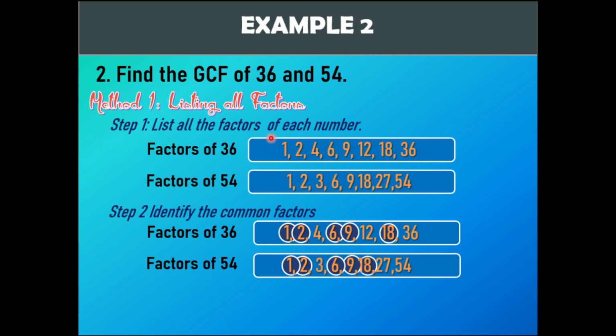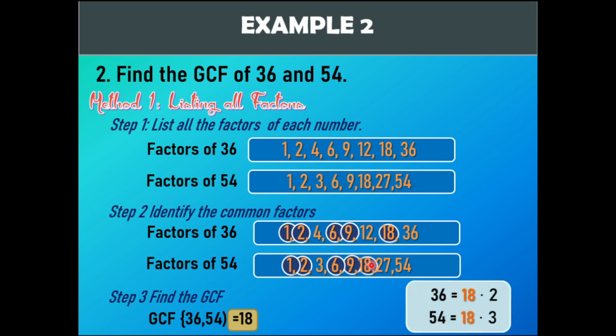Now it is very easy to identify the GCF from the factors of 36 and 54. Step number 3, find the GCF. So the GCF of 36 and 54 is 18. Again, we can state that 36 and 54 are multiples of 18. So 36 equals 18 times 2 and 54 equals 18 times 3. Now let's go to the next example.